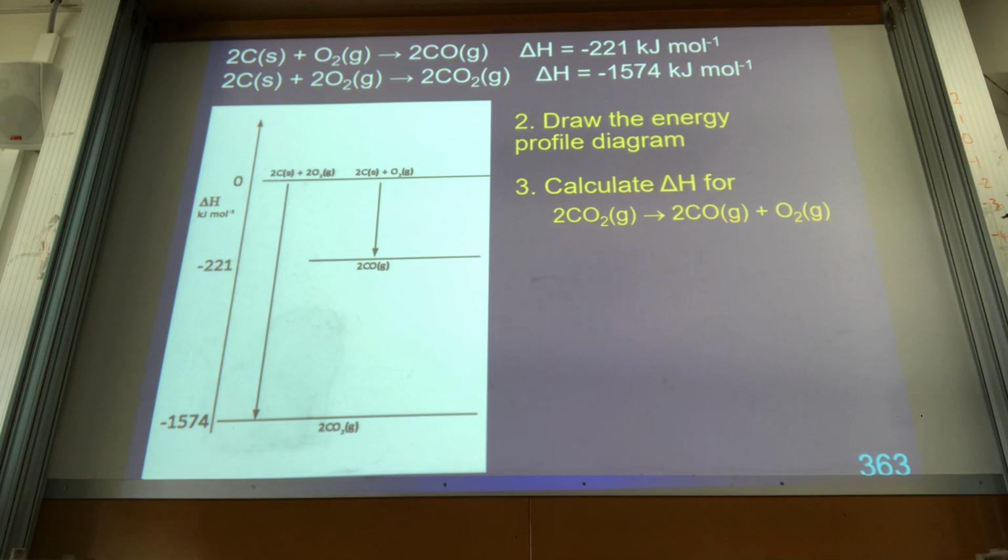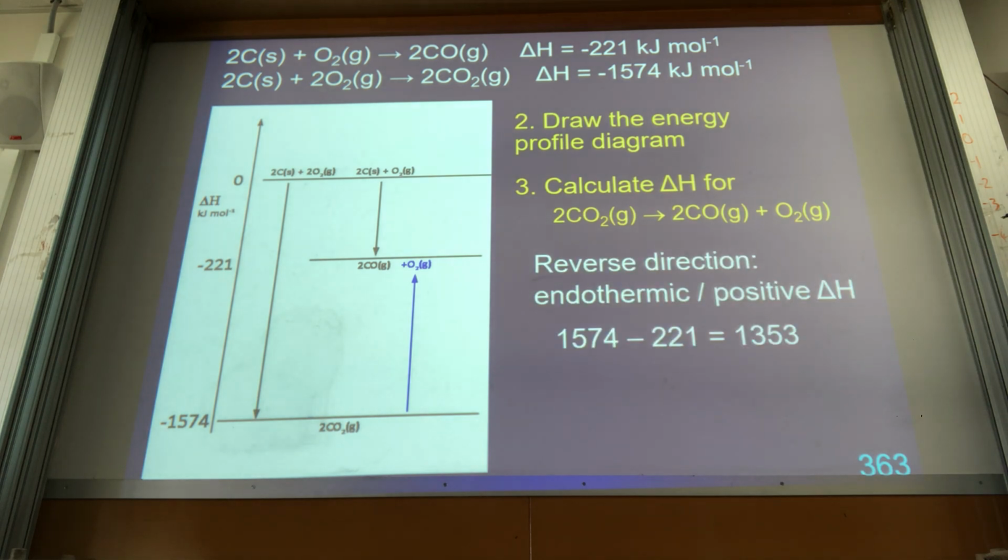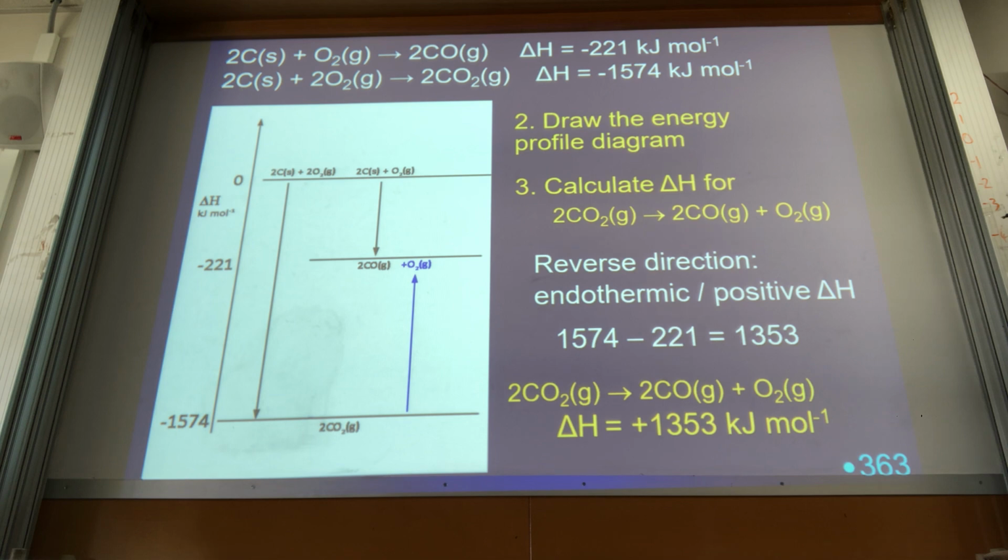Now we can calculate the delta H that we're asked for, which is, what are we being asked for? 2 carbon dioxides going to 2 carbon monoxides. So this is the 2 carbon dioxide level. We're being asked to come up to the 2 carbon monoxide level. How far are we coming up? 1353 or so. And since we're going up, it's an endothermic direction. Endothermic reaction. So we can write our thermochemical equation in the appropriate form, putting in the positive, making sure we've got units, making sure we've got states, doing all the right things.